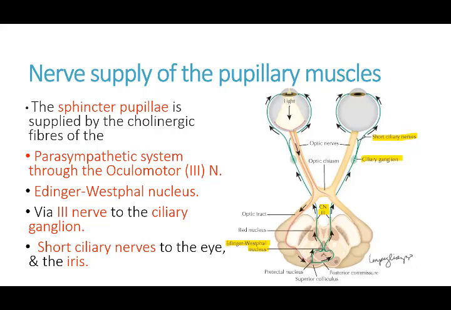Good. Okay. So now the sphincter pupillae is supplied by the cholinergic fibers of the parasympathetic system. You all know that parasympathetic is the cholinergic, okay? And the parasympathetic system goes through the oculomotor nucleus, the Edinger-Westphal nucleus, and then the ciliary ganglion and the short ciliary nerves.